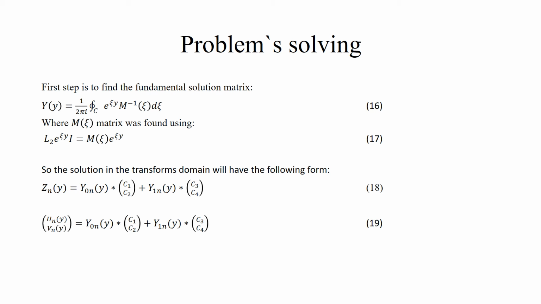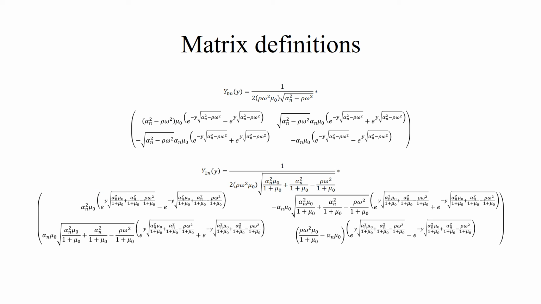To find a solution for the one-dimensional boundary problem, I have used a fundamental solution matrix, which is the solution of the homogeneous problem. I have found it in such a form, which is represented in equation 16, where to calculate such an integral I have used the well-known residue theorem. As a result, we have two parts of the fundamental solution matrix, equations 18 and 19. Thus, we have found the solution of the homogeneous one-dimensional vector boundary problem. Here are the definitions of the matrices E0 and E1.